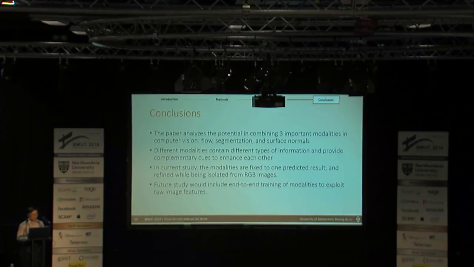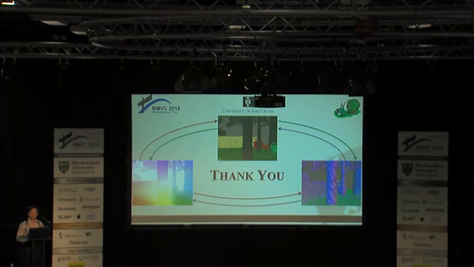In conclusion, the paper analyzes the potential in combining three important modalities in computer vision: flow, segmentation, and surface normal. Different modalities contain different types of information and can provide complementary cues to enhance each other. In the current study, the modalities are fixed to one predicted result and refined while being isolated from RGB images. But in future study, we would like to include end-to-end training of modalities to exploit raw image features. Thank you very much for your listening.